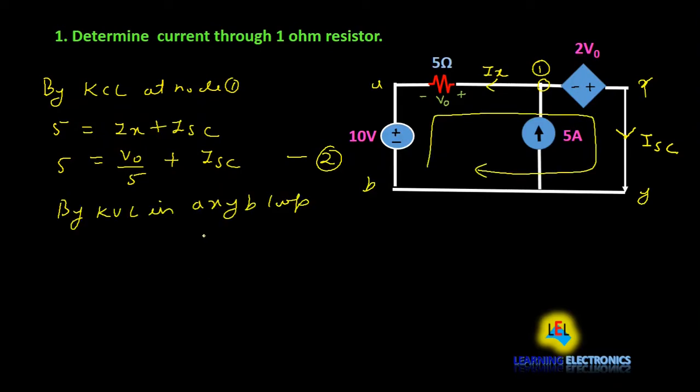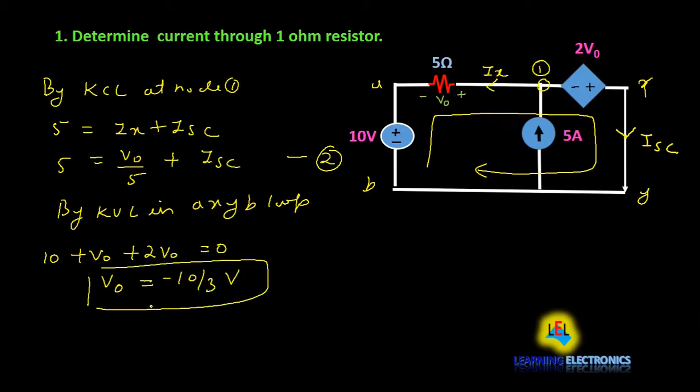By KVL in the AXYB loop, we will get 10 plus V0 plus 2V0 is equal to 0. From this we get V0 is equal to minus 10 by 3 volt. Now put this value of V0 in equation number 2. We will get 5 is equal to minus of 10 divided by 15 plus ISC.